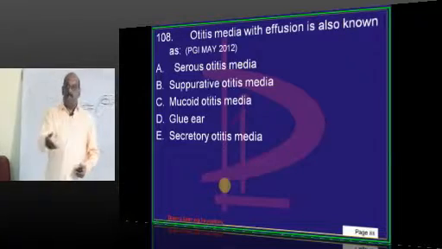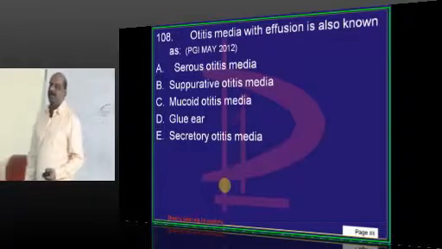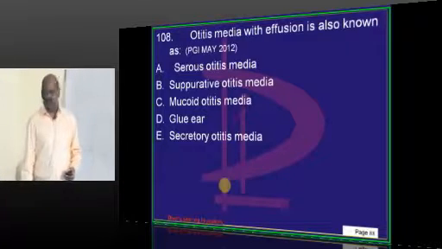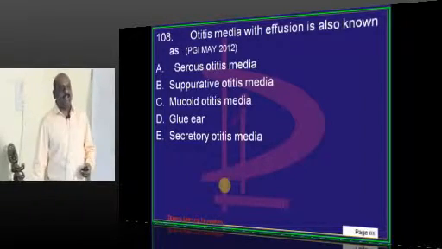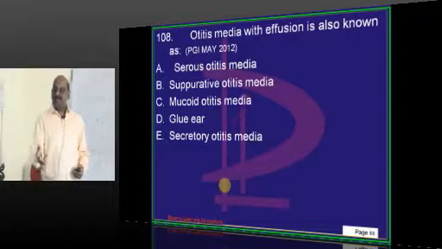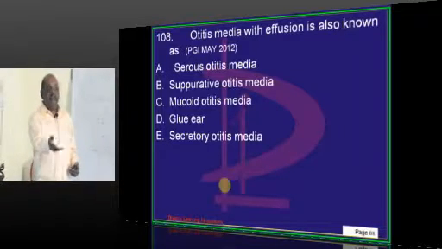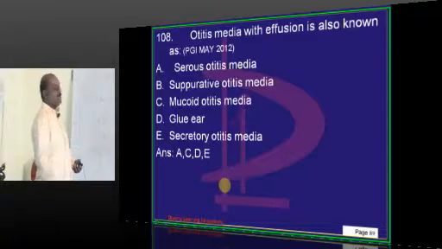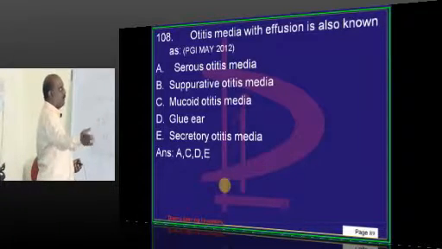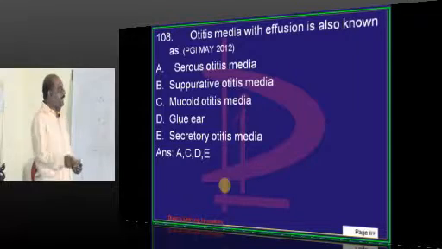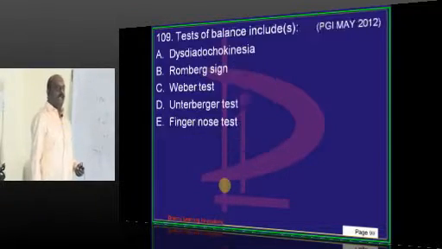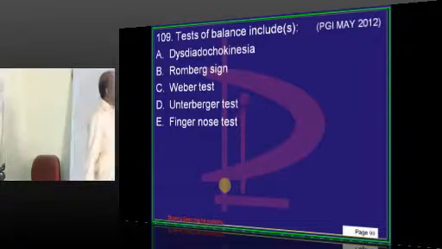What are the other synonymous names? Just like Depp asked us a question, are lividity and staining the same? The examiner is also asking a similar question. What are the other names given for otitis media with effusion? It is also called serous otitis media. It is also called mucoid otitis media, glue ear, secretory otitis media. These are all the same name.